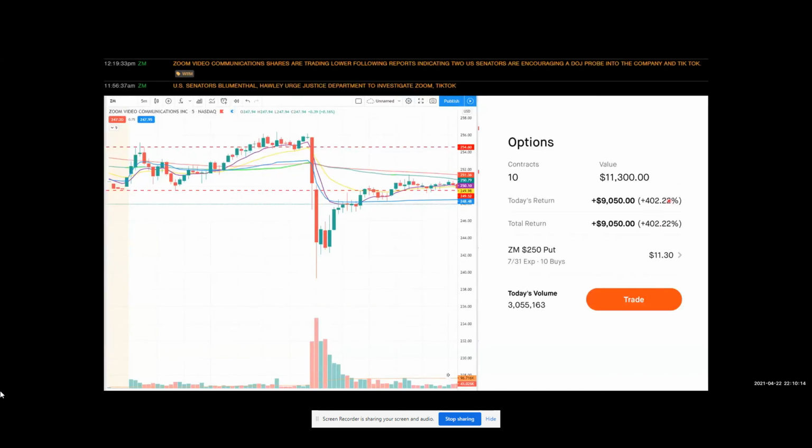How much did you put into this trade? I don't know, man. It's a 400% return. So you guys do the math. It's not much. I probably put in 1 or 2K. That's it, right? It's a Thursday contract, so it's very cheap.